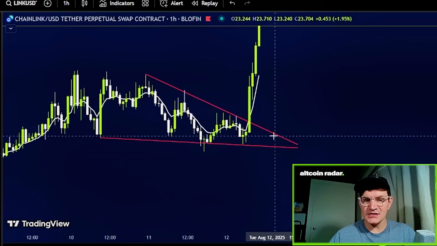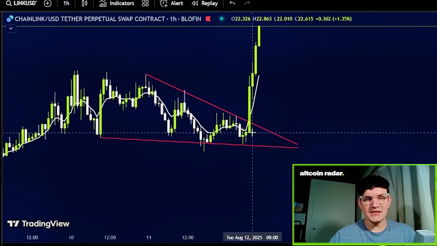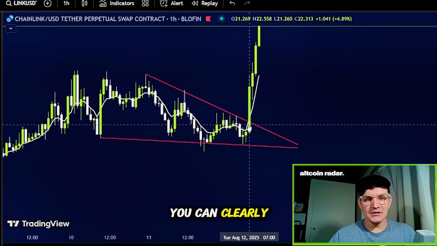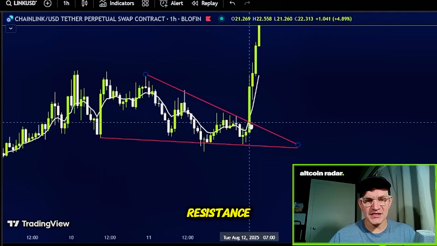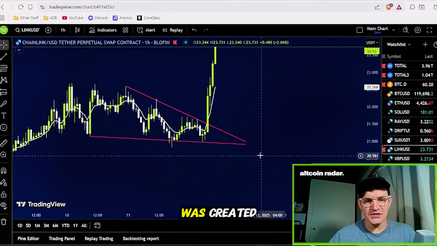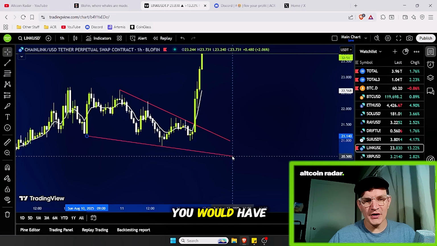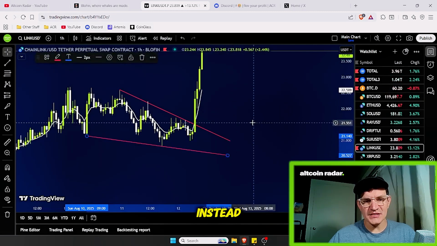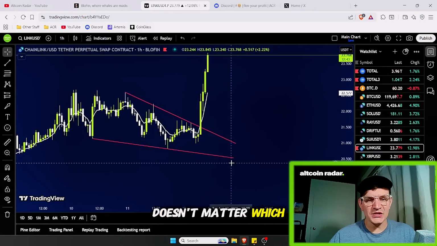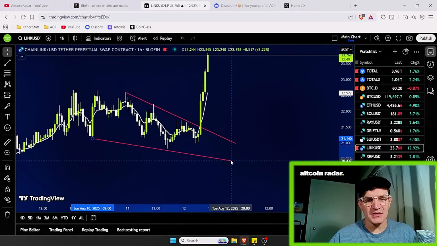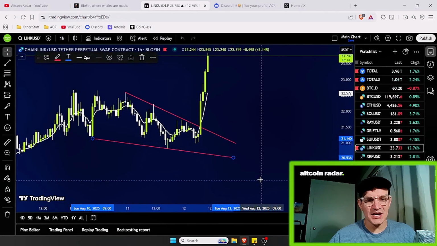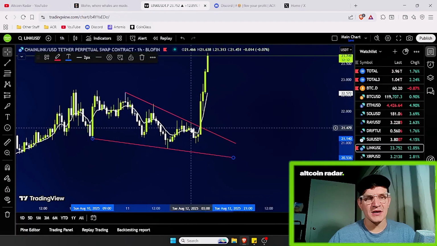Now, the way this works is since it was in a downtrend right here and it was creating this falling wedge, you can clearly see that the top line would have acted as resistance and the bottom line would have acted as support, all right? Now, before this candle right here was created, you would have had the line right down here instead, which still technically would have been considered a falling wedge, all right? So it really doesn't matter which line you end up connecting it to. It could be this one, it could be this one, but realistically overall, as you guys can clearly see, it's going to create the same type of charting pattern right in here, all right?